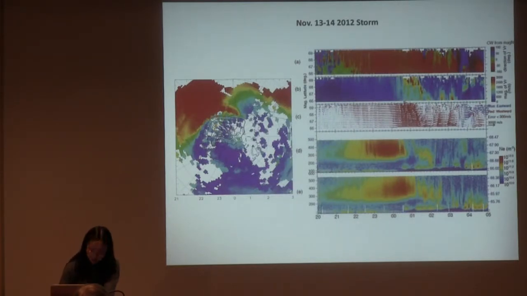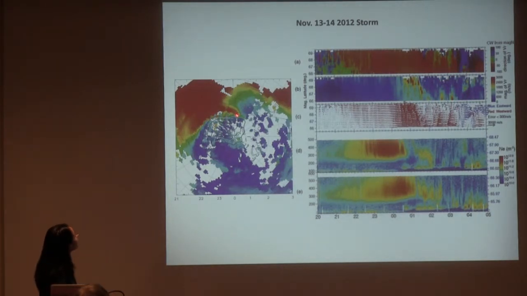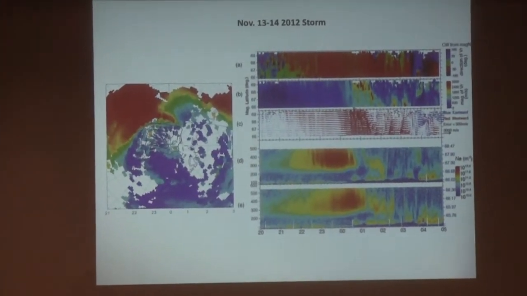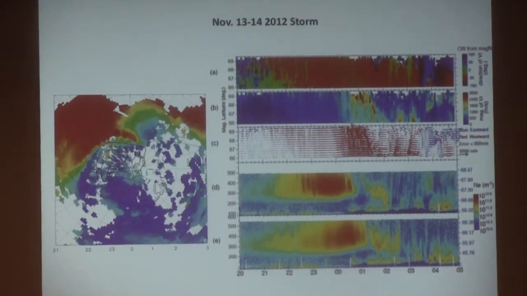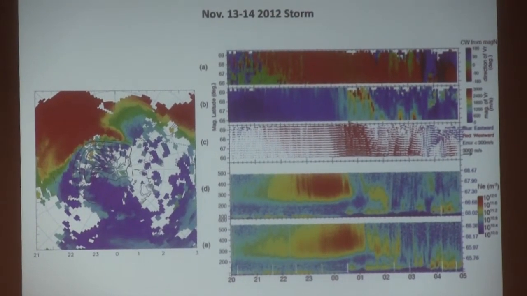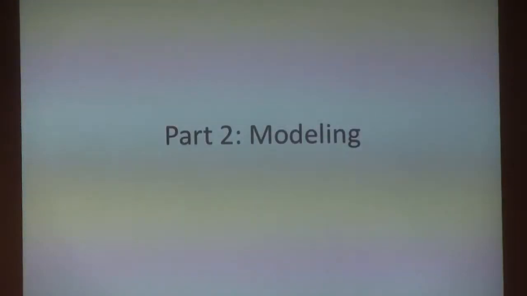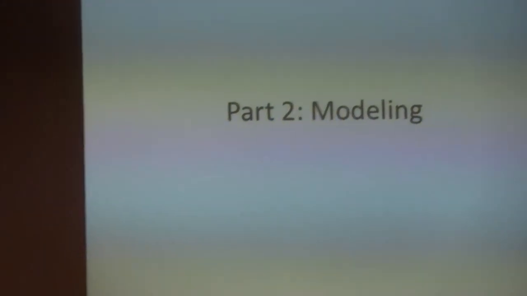FIDER is located in a region where this kind of plume can usually occur due to the mismatch between the magnetic dipole and the rotational dipole. We have many storm cases like this, and they repeat. We repeatedly see those density enhancements, like what I have described in the October storm. So in the second part I will talk about the modeling.